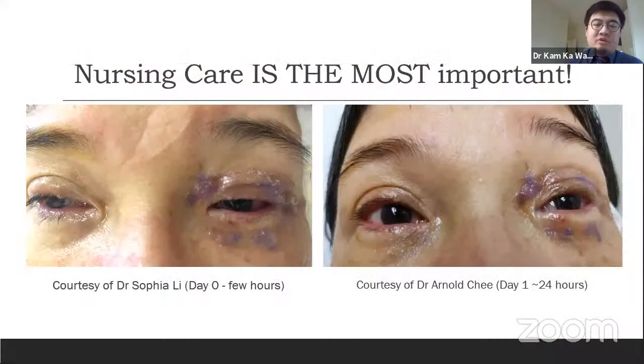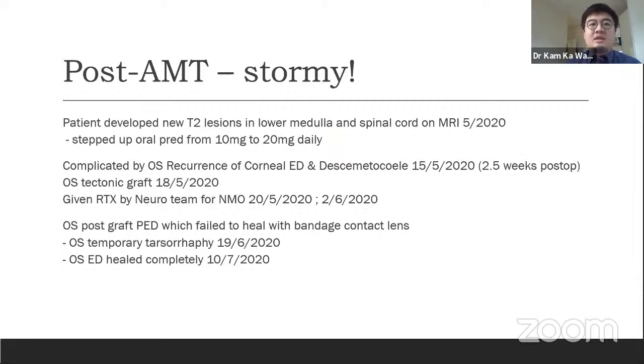We do observe these patients very frequently after the procedure because we know that they are not staying in the eye ward. They're mostly staying in the medical, ICU, or even oncology ward. So the nurses there may not be familiar with the management or care of the amniotic membrane. However, she did have a very stormy post-op course after she was discharged.